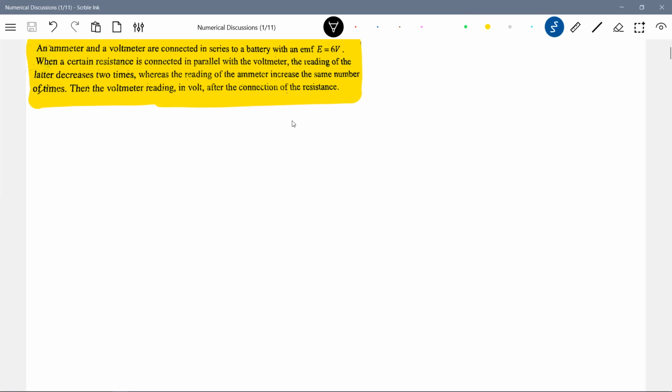Ammeter and voltmeter are connected in series. When a certain resistance is connected in parallel with the voltmeter, the reading of the voltmeter decreases, and the reading of the ammeter increases the same number of times. I think read the question. You have to get the diagram first. Okay, there's a battery, 6 volt. This is the ammeter. This is a voltmeter.